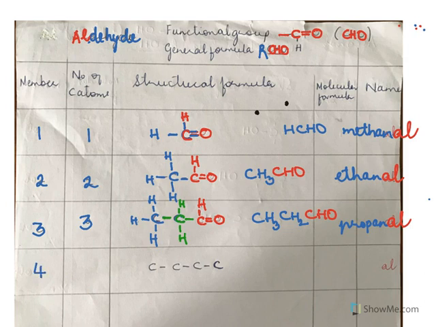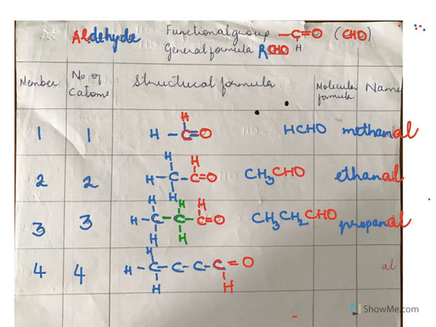We go to the fourth member with 4 carbons. So we attach 1, 2, 3, 4 carbons. The last carbon will have the functional group, CHO. And then each carbon's got 4 arms, 1, 2, 3, 4.